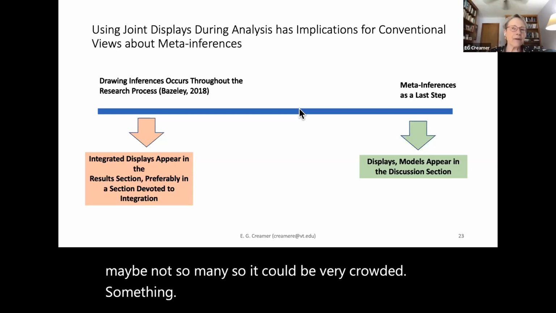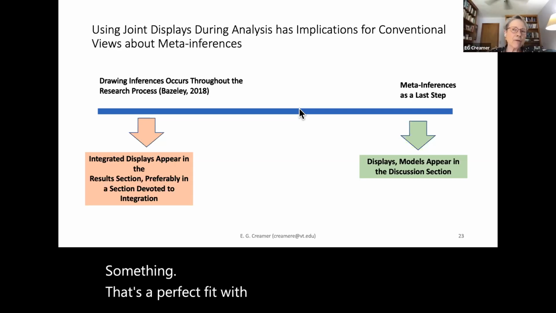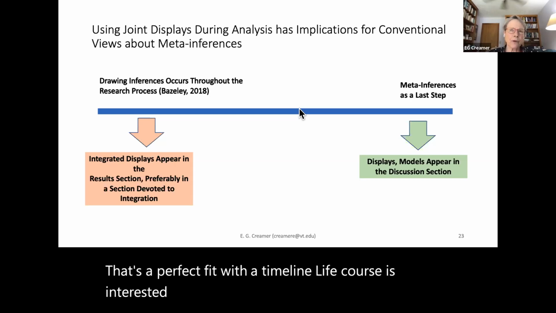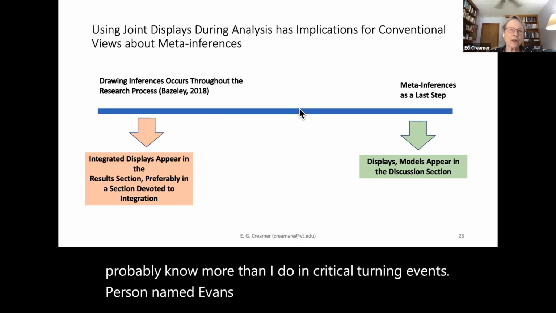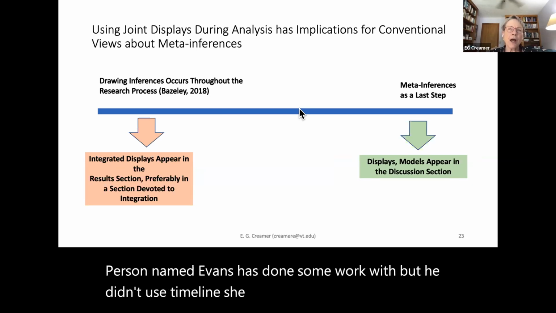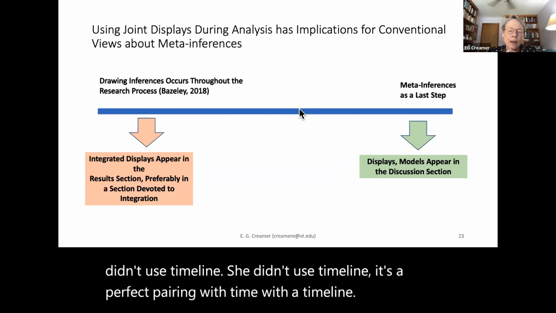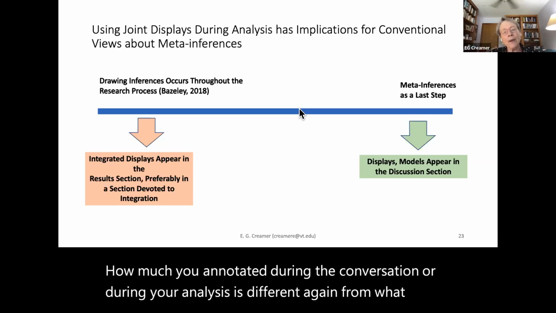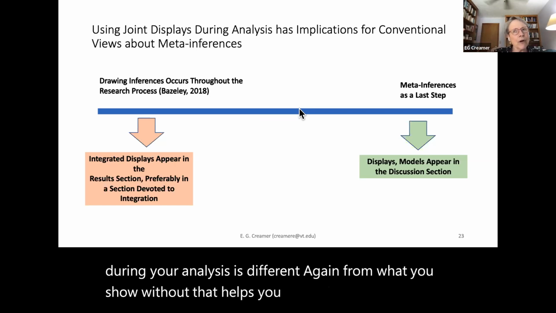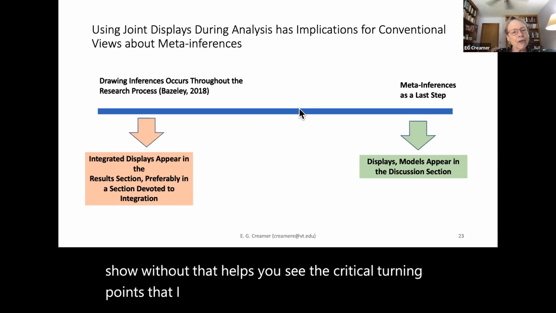Yeah, that's a perfect fit with a timeline. Life Course is interested, as I understand it, I'm no expert, you probably know more than I do, in critical turning events. A person named Evans has done some work with it, but she didn't use timelines. That's a perfect pairing with a timeline. How much you annotate it during the conversation or during your analysis is different again from what you show. That helps you see the critical turning points that I understand are so essential to Life Course.